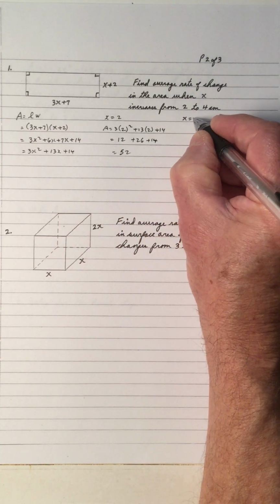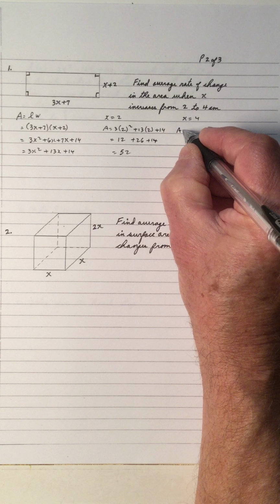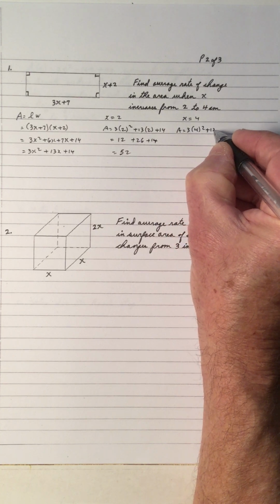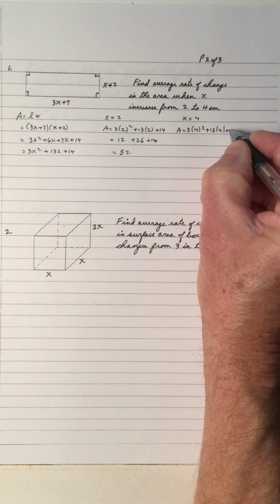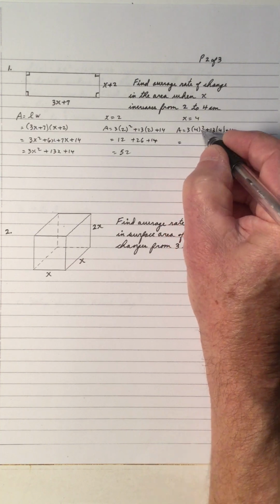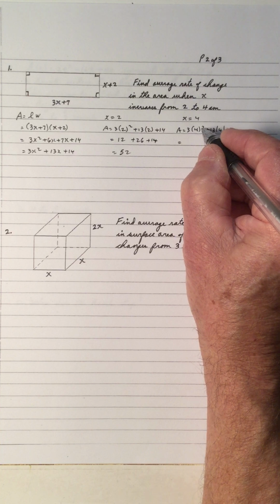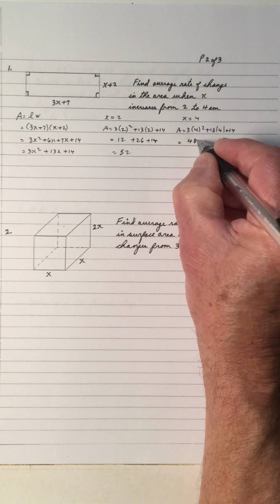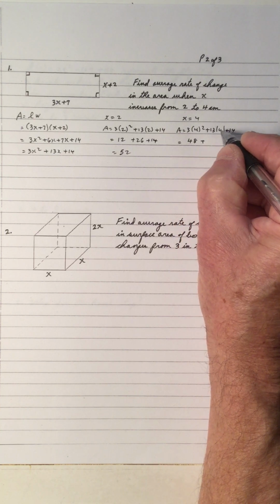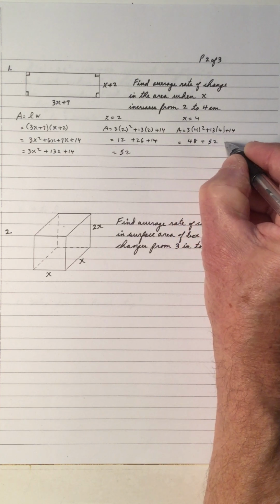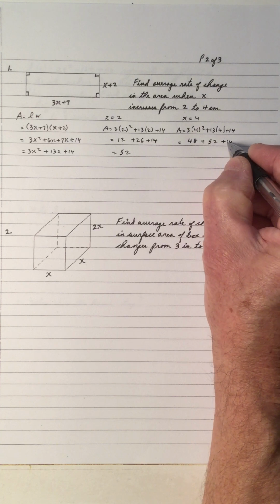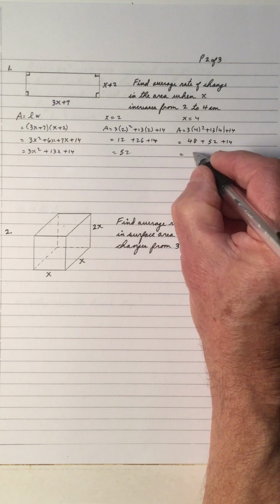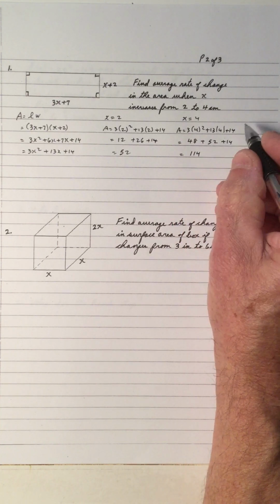And when x is 4, then the area becomes 3 times 4 squared plus 13 times 4 plus 14. And 4 squared is 16, times 3 is 48. And 13 times 4 is 52, plus 14. And that ends up to be, that's 100 plus 14 is 114.